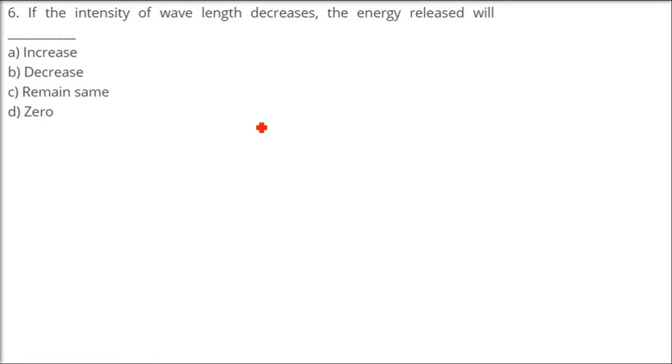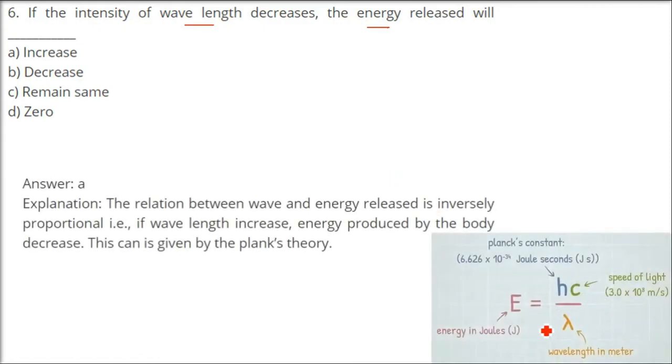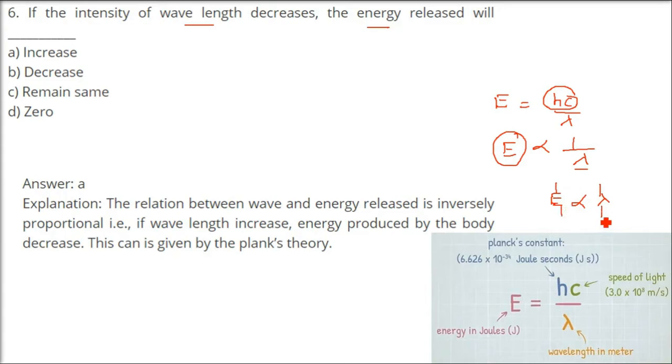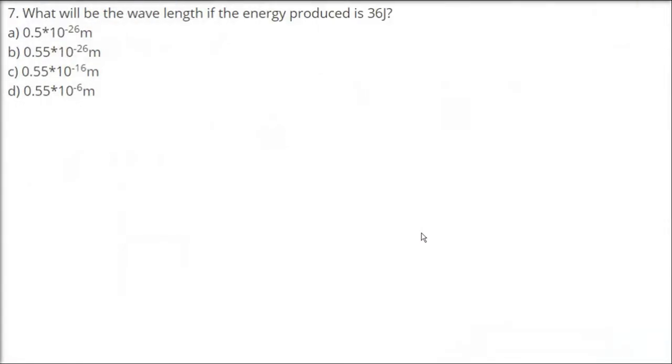If the intensity of a wavelength decreases, the energy released will be... Now, for a wave, what is the relationship between energy and wavelength? We just saw this in the previous question. Energy or Q is hc by lambda, and hc is a constant. So if lambda increases, energy decreases, and if energy increases, lambda decreases. It's an inverse relationship. It is not that E is directly proportional to lambda. So E is inversely proportional to lambda, directly proportional to 1 by lambda. So A is the answer, increase.